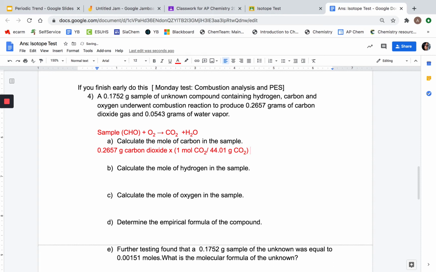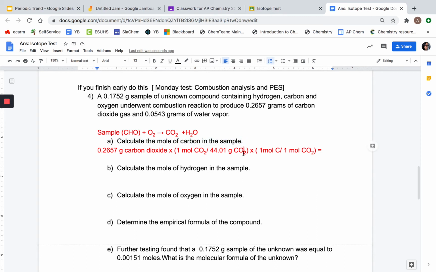Next, we're going to convert that mole of CO2 into mole of carbon. You will see that there is 1 mole of C in 1 mole of CO2. I'm going to skip over and go ahead and do the next setup. This one you just multiply and divide to solve for this. Now I do the hydrogen.